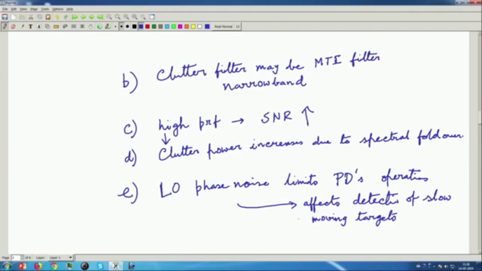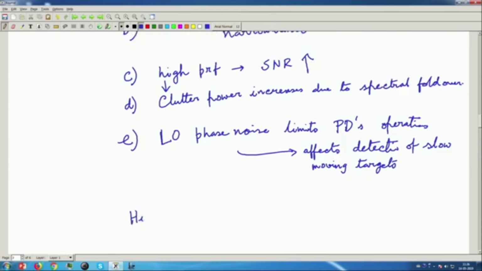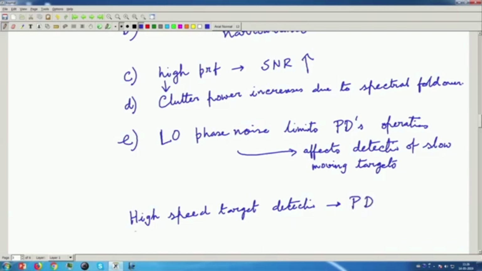So now we can say that if your problem is high speed target detection, you go for pulse Doppler radar. If you have comparatively low speed target detection, you go for MTI radar. So, this is now finally the outcome of all this discussion.